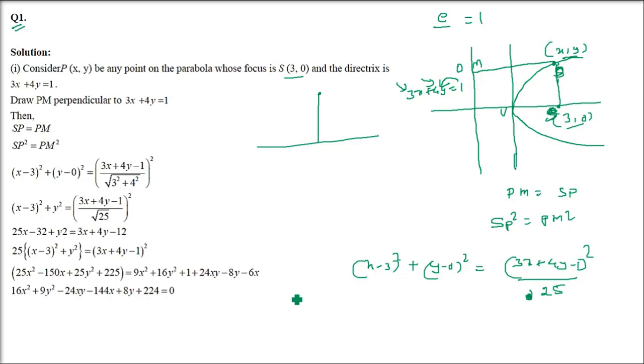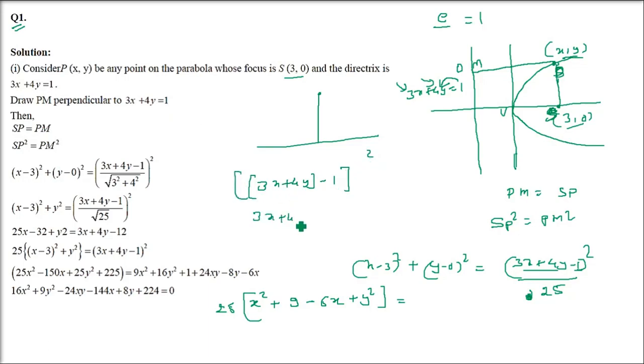This will be x minus 3 whole square. So this will be x square. So let me open it and then we will multiply. x square plus 9 minus 2 into 3 into x, which will be 6x. Then we will have y square here. And you multiply 25 from the denominator of the right hand side. On the right hand side, it will be 3x plus 4y minus 1 whole square. Either you can take 3x as a and 4y minus 1 as b and then square it, or you can take 3x plus 4y as a and minus 1 as b. So, let us take it like this and square it.